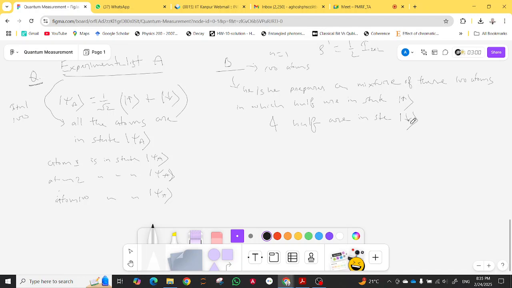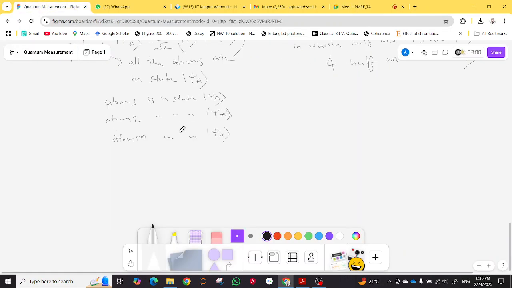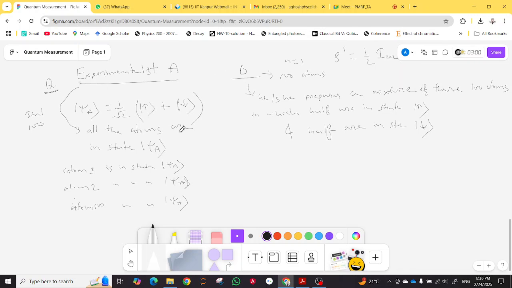A has 100 atoms and all 100 atoms are in state psi A, and B has also 100 atoms, but he made a mixture. Mixture means suppose 50 atoms he chose in up state and 50 atoms he chose in down state, and B mixed them both. Okay, I think it's clear, right? Now you have to tell me which one is the pure and which one is the mixed state. I mean, you have to tell how you will perform the experiment so that you can distinguish the atoms of A and B.